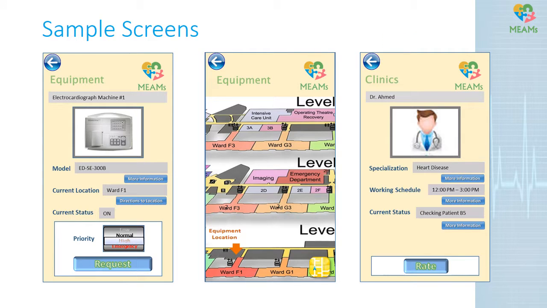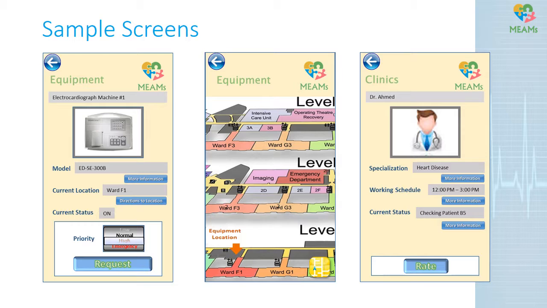For operation, let's take the equipment as an example. In this screen, what we can see is that there is an electrocardiograph machine number one, and this is the model of it. And you can identify where its current location is, whether it's on or off, and also if it's needed at some department, you can request it and assign a certain priority to this request. Now you can always get more information about any of these features. You can also have the equipment in a map view to see where it is currently located. So here it's in Ward F1.